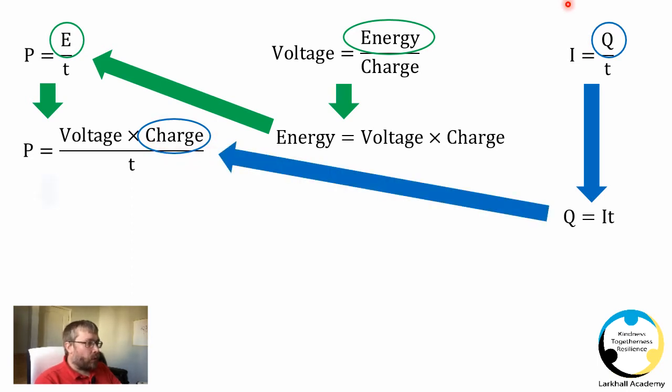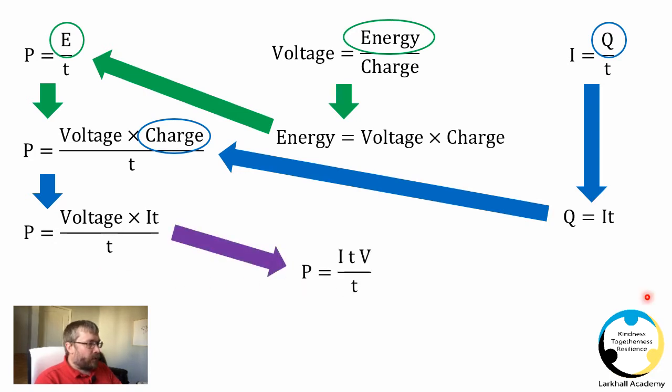So let's bring them over and substitute them in, and we end up with power equal to voltage times current times time divided by time. Okay, that gives us this equation right here. I'm just going to tidy that up just a little bit. So we're going to bring this down here. So we've got power is equal to current times time times voltage divided by time.